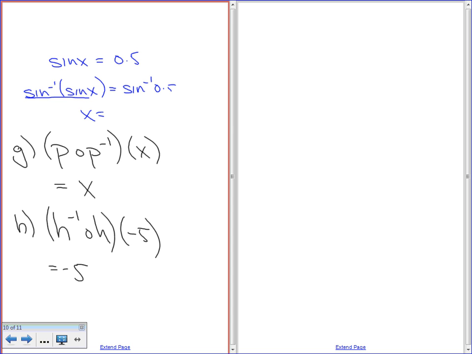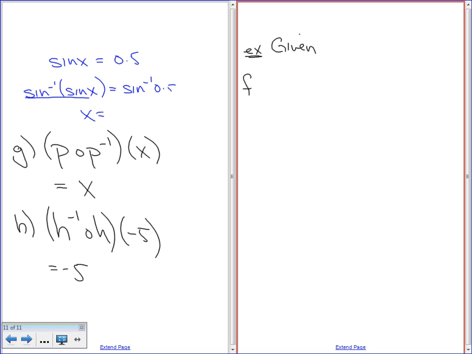Okay, so then the last thing we have to do is talk about discrete functions. Given the function -2 and 1, -1 and 2, 0 and 3, 1 and 4, determine, yeah, good luck, eh?